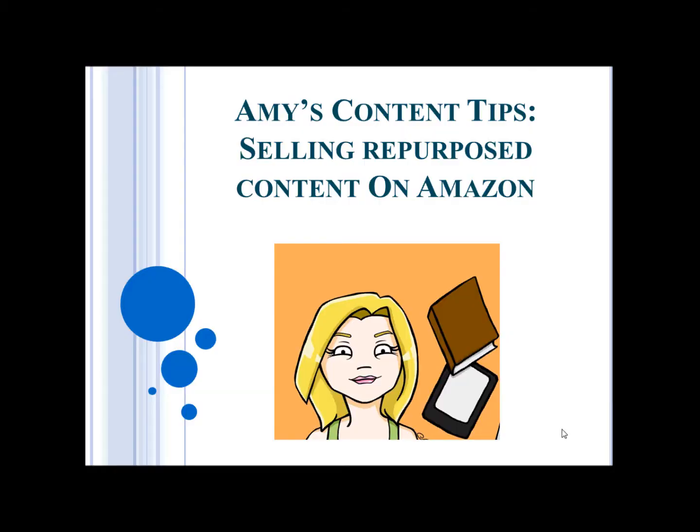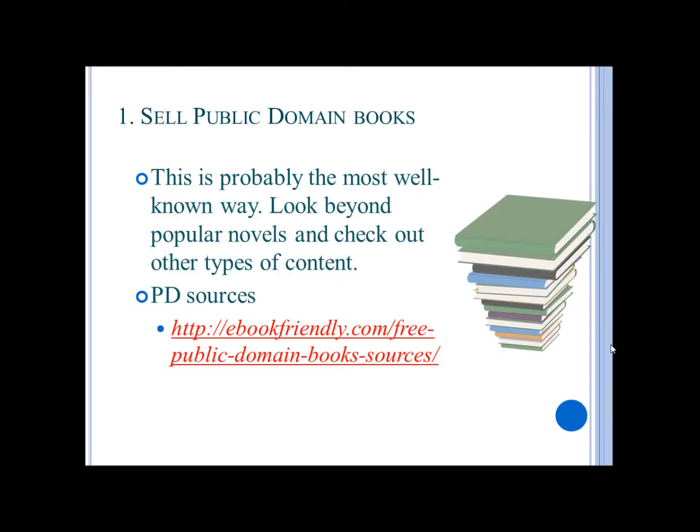The first one, and probably the most well-known one, is to sell public domain books. And when you're selling public domain on Amazon, you only get a 35% commission or royalty, but this can be a good way to build up a passive income. What you want to do is look beyond popular novels and check out other types of public domain content. This link here I'm including at ebookfriendly.com has some great sources for free public domain books.